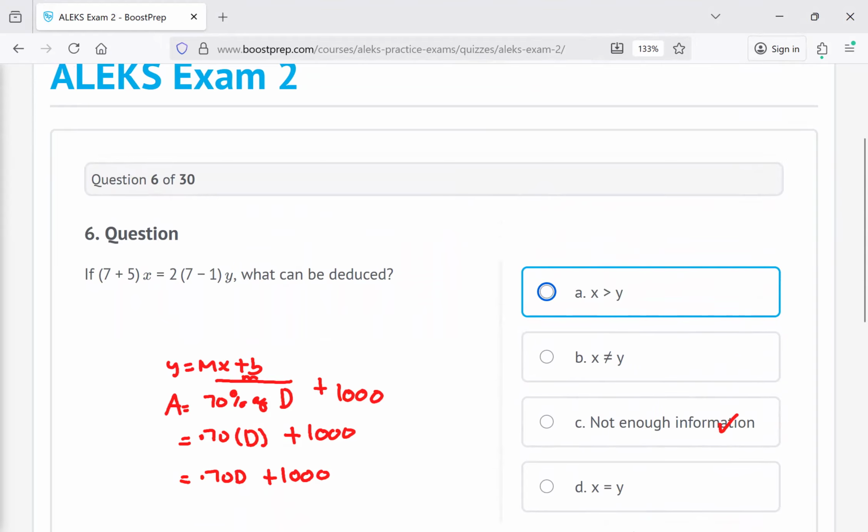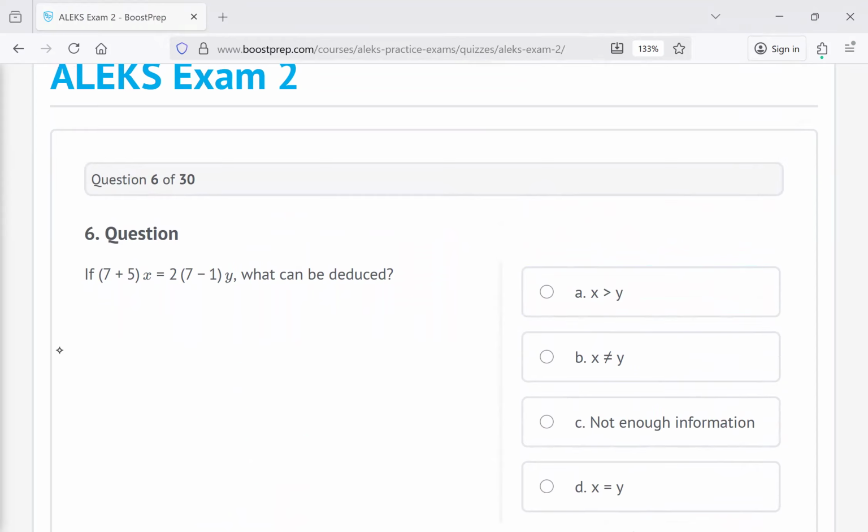Question 6. If 7 plus 5x, parentheses, equals 2 times 7 minus 1, y, what can you deduce? What can be deduced? So what I would do is simplify this, right? On the left, I would do the inner parentheses with 7 plus 5, which is 12. And over here, I also do the parentheses, 7 minus 1 is 6, times y. The 2 times 6 is 12y. And then this is 12x.